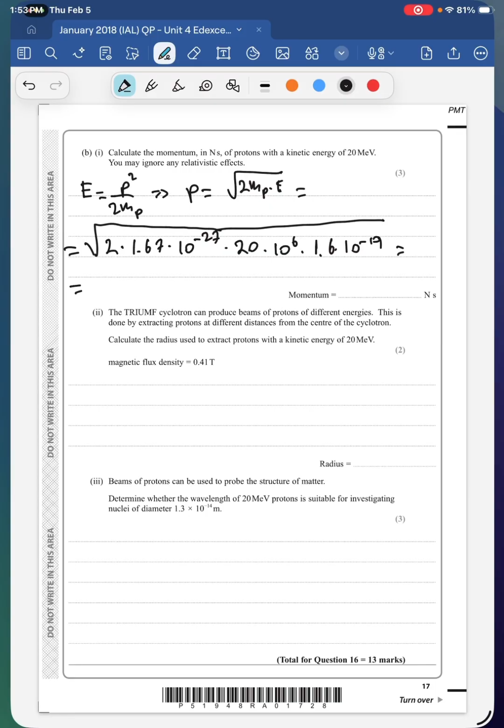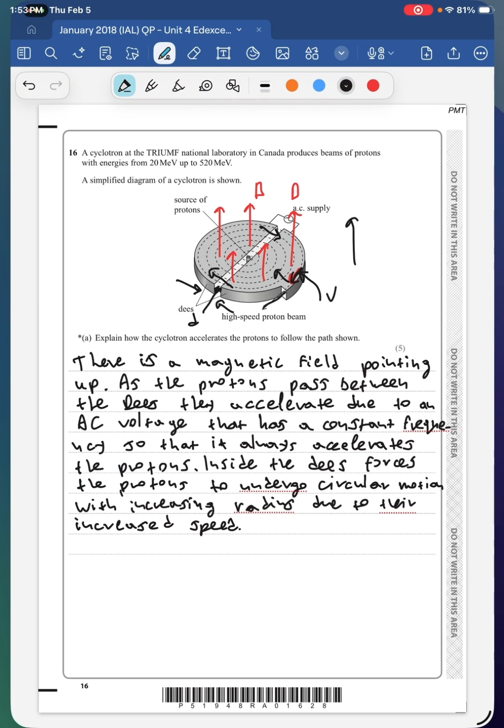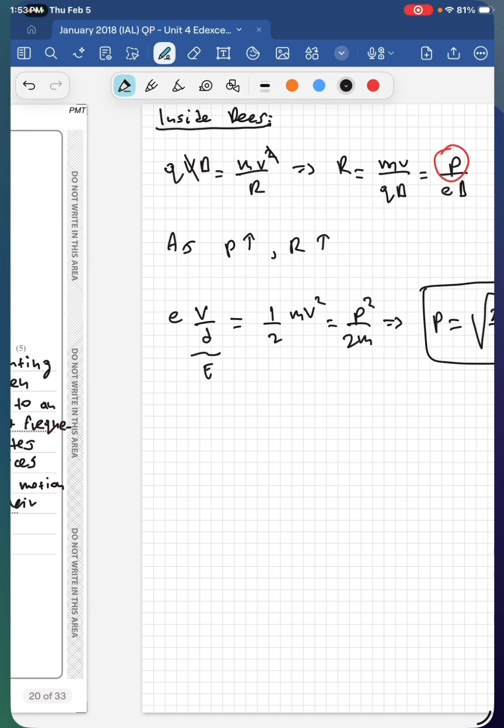Okay, and this is equal to 1.03 times 10 to the negative 19 newtons times seconds. Okay, now part 2. The Triumph cyclotron can produce beams of protons of different energies. This is done by extracting protons at different distances from the center of the cyclotron. Calculate the radius used to extract protons with a kinetic energy of 20 MeV, and then they give you the magnetic flux density. So they mean that you see how the protons exit there, but they can exit there or in other directions, I guess.